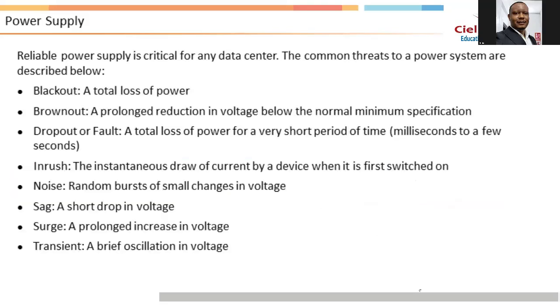So blackout, like I mentioned, is total loss of power. Brownout is a prolonged reduction in voltage below normal minimum specification. While dropout is a total loss of power for a very short period. That's why I said it goes off and comes back almost immediately. Inrush is the instantaneous draw of current by a device when it is first switched on. While noise refers to random bursts of small changes in voltage. Sag is a short drop in voltage, while surge is a prolonged increase in voltage. And transient is a brief oscillation in voltage, voltage going up and down.